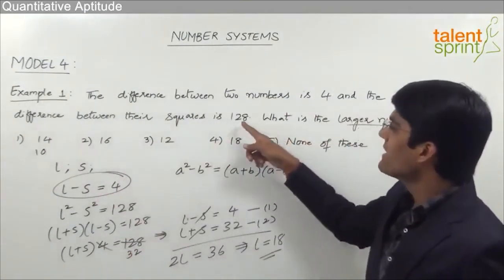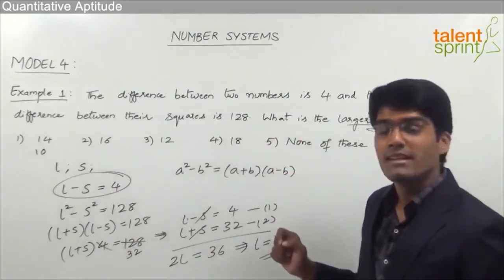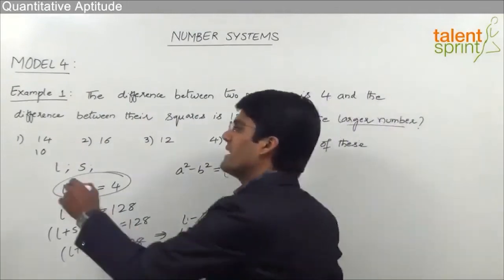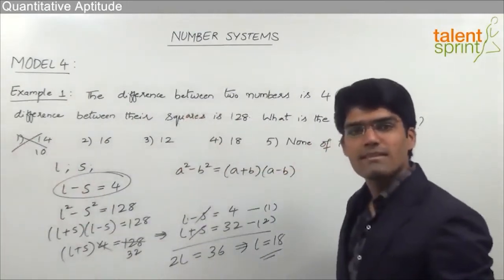But the question says the difference between their squares is 128. That means this option does not satisfy the given condition. So it can be ruled out. Option number 1 cannot be the answer.